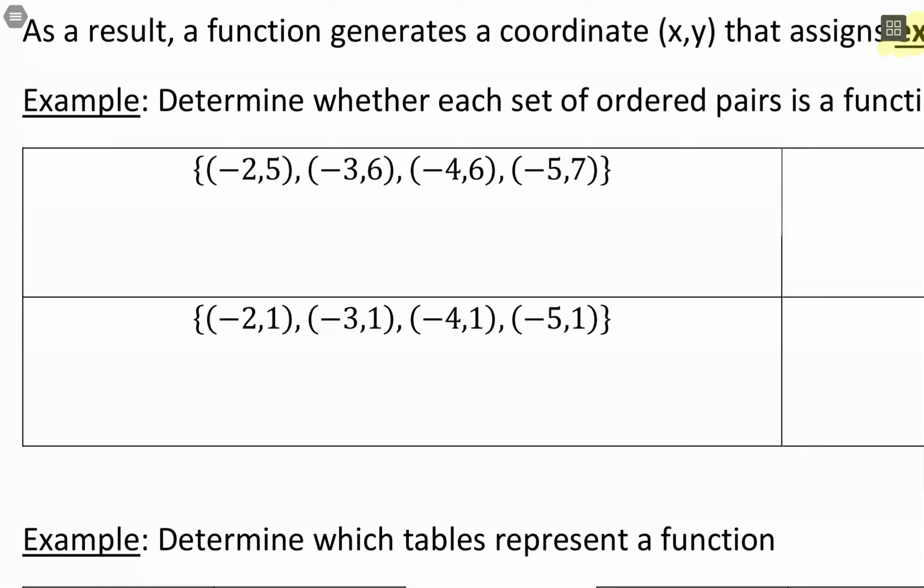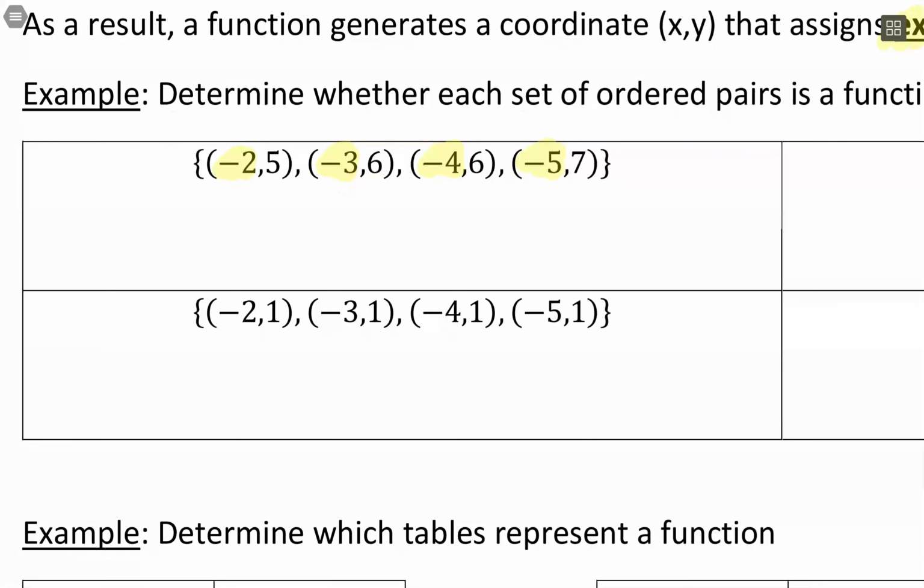So for this first example here, what I would do is check. I have a -2 for x, a -3 for x, -4, -5. Those are all different. So the idea is that I'm plugging in x and getting one output. Plug in x, get one output. It's okay to see the same output show up. That's totally fine. The key is that the inputs are different.